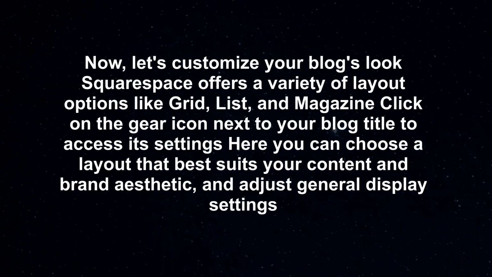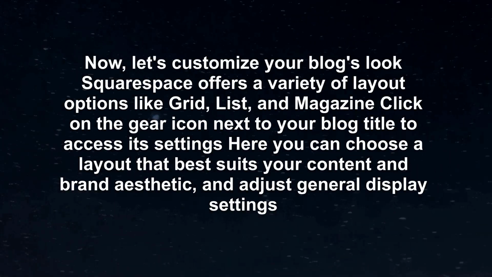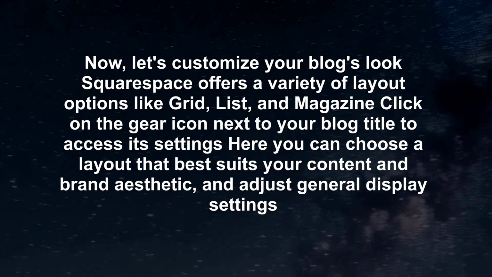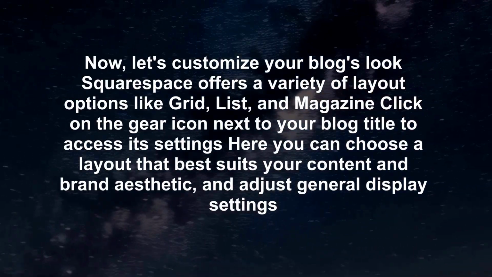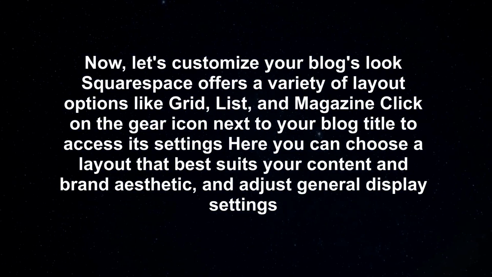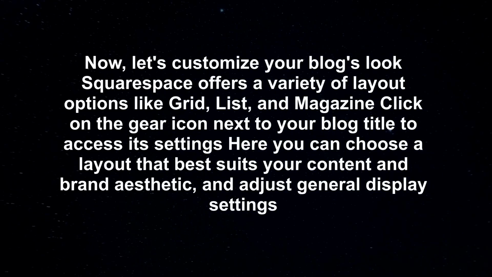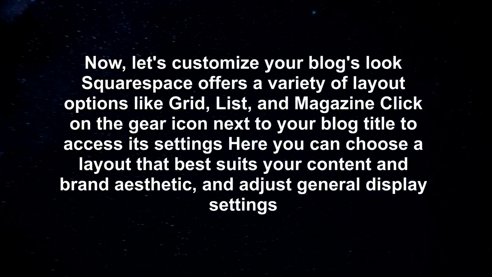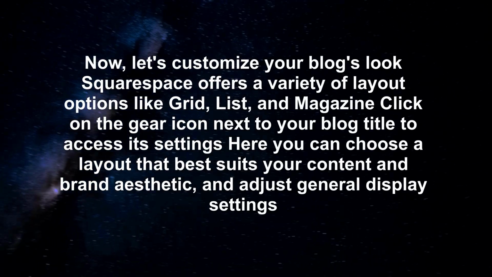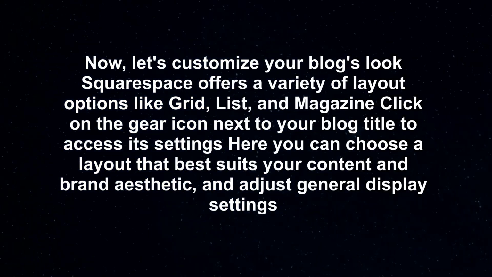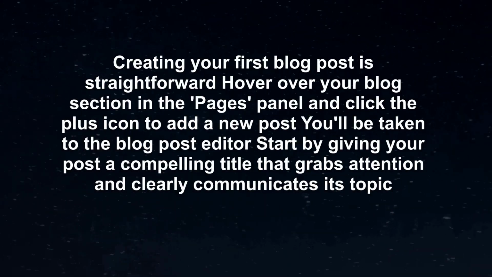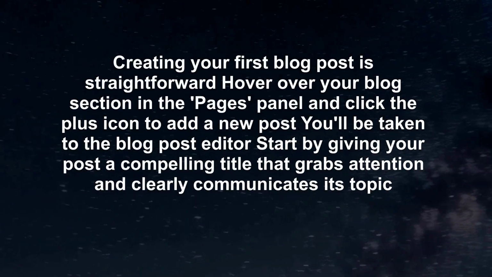Now, let's customize your blog's look. Squarespace offers a variety of layout options like grid, list, and magazine. Click on the gear icon next to your blog title to access its settings. Here, you can choose a layout that best suits your content and brand aesthetic, and adjust general display settings.